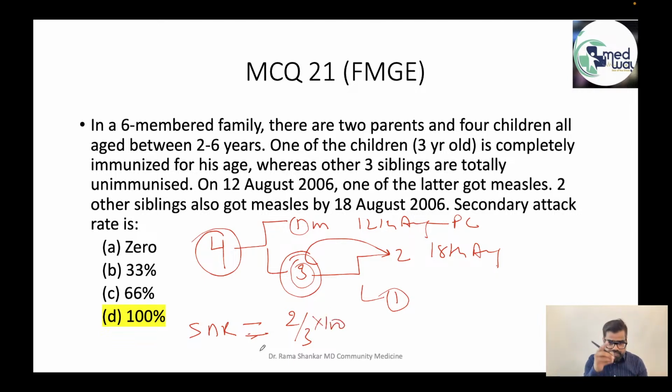But in the existing question, it talks about both out of 2 developing measles. So 2 by 2. So the answer will be 100%. So don't get confused. The only thing we have to remember is the primary case is not a part of the numerator, neither is it a part of the denominator.